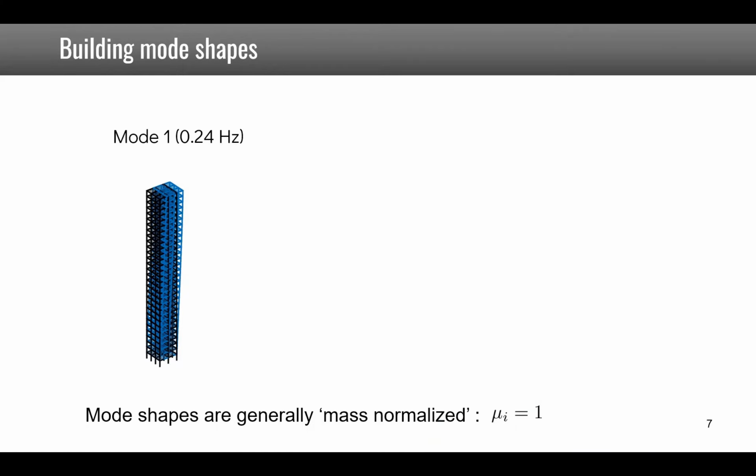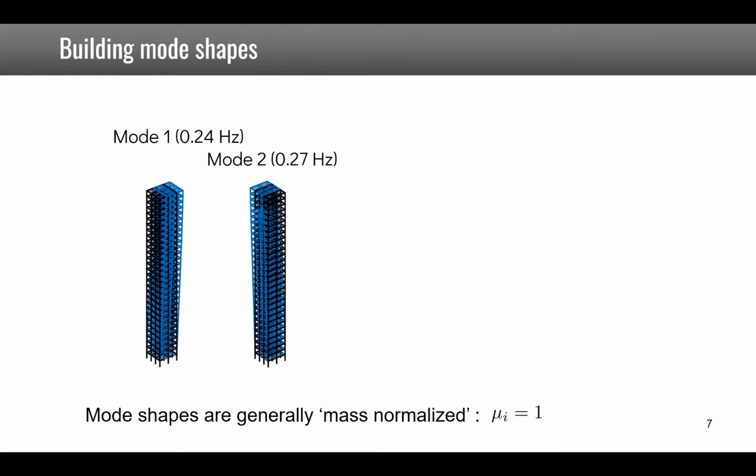Now, with the mass and stiffness matrices produced by the finite element software, it's possible to use an eigenvalue solver and find the mode shapes and the associated natural frequency. For the building considered here, you see that the first mode is at 0.24 Hertz, the second one 0.27.